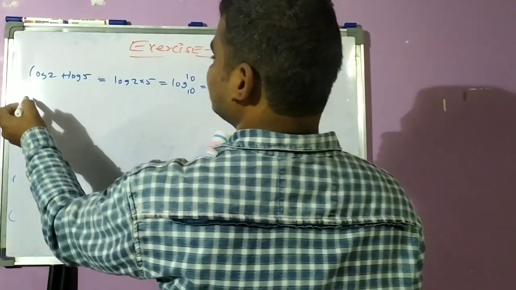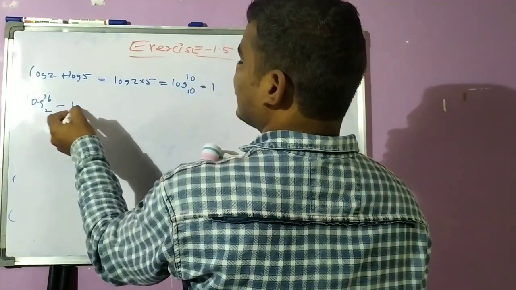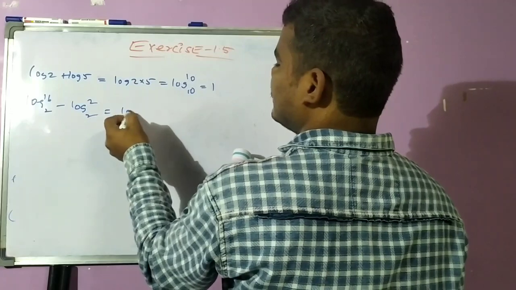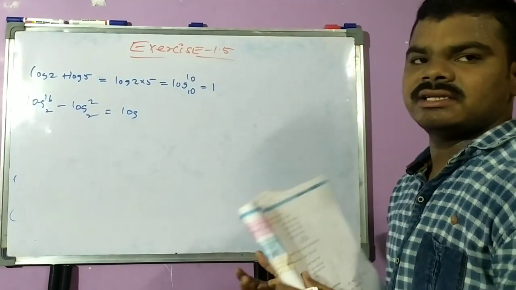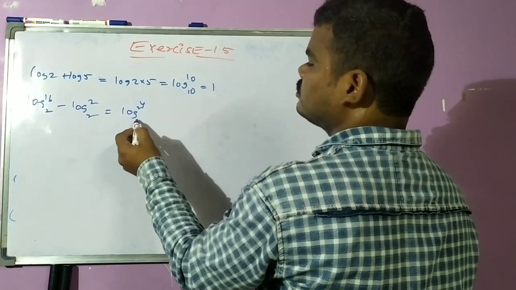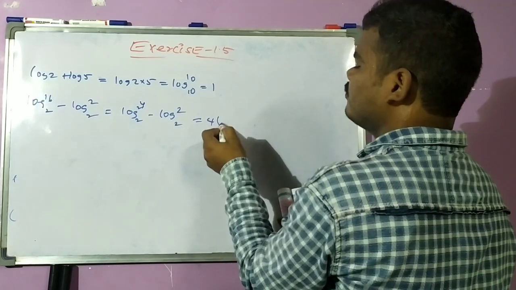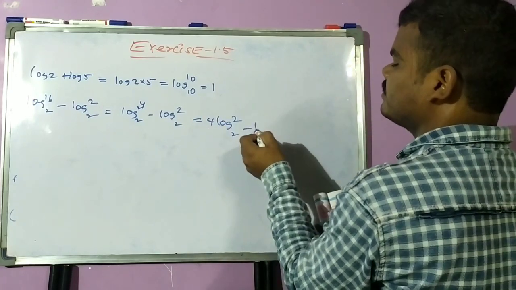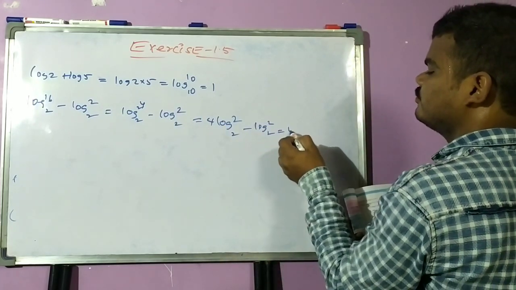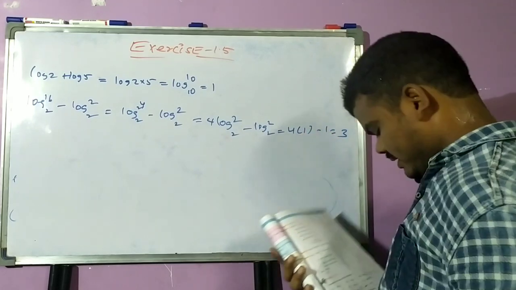Logarithm of 16 to base 2 minus logarithm of 2 to base 2. Logarithm of 16 can be written as 2 power 4 to base 2. 4 log 2 to base 2 minus log 2 base 2. 4 into 1 minus 1, which value is 3.